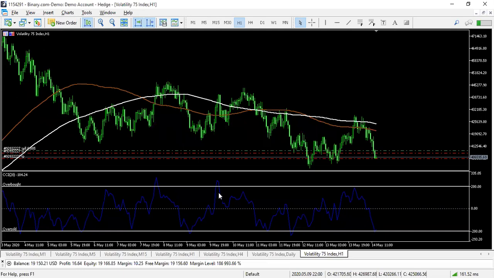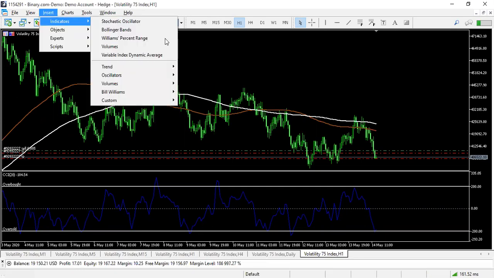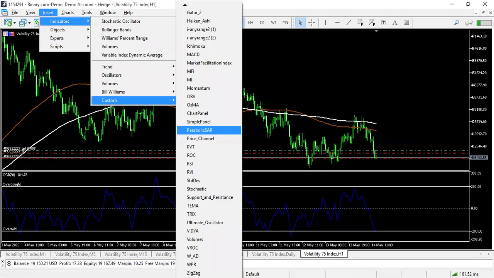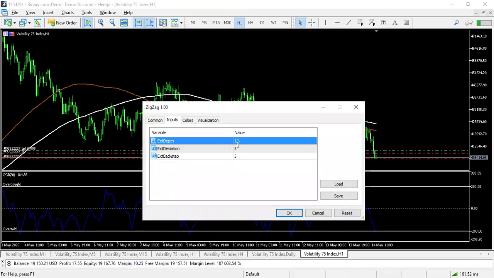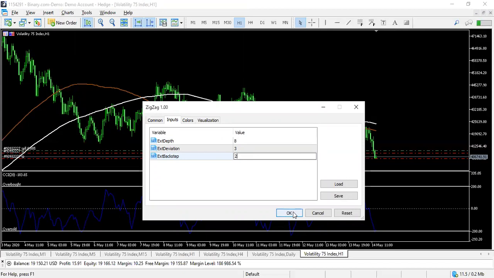And the last thing I want to add is the custom indicator zigzag. The depth is going to be 8, the deviation will be 3. You can add zigzag on your phone, but on the system you can add zigzag. So the depth is 8, the deviation 3, the back step is 2. This zigzag is for system users only.